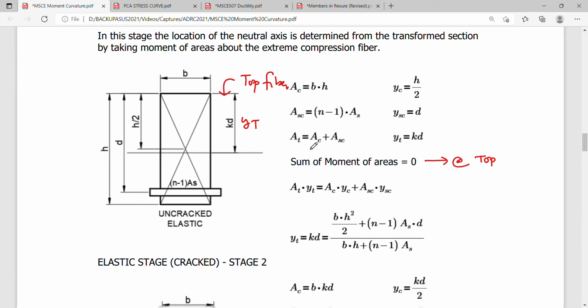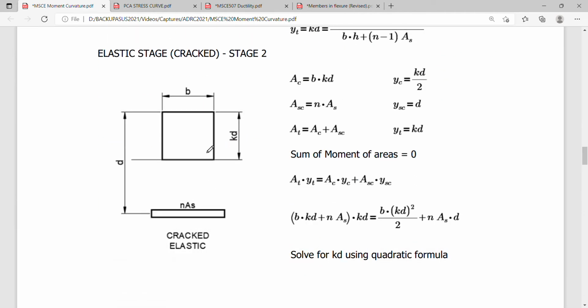So for elastic stage crack stage 2, this is the one. No? Okay, you can also make use of a summation at the top, but it's better if you use a summation at the neutral axis itself. Okay, so this is easier. If I make use of a summation of moment, this is at the top also, but it's easier to do it at the neutral axis. So it will be 0.